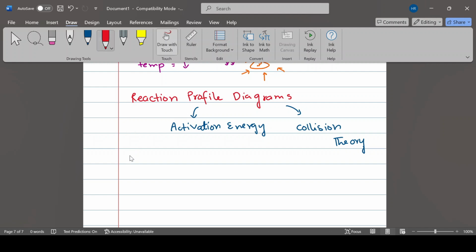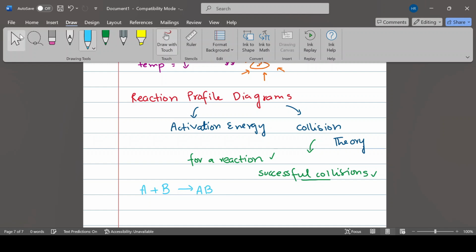The collision theory basically says that for a reaction to take place successfully, there need to be successful collisions among the particles. Now, what do we mean by successful collisions and what exactly is happening? Let's say, for example, we have a reaction in which A plus B is reacting to form AB. In this case, A and B are the reactants, and AB is the product, right?